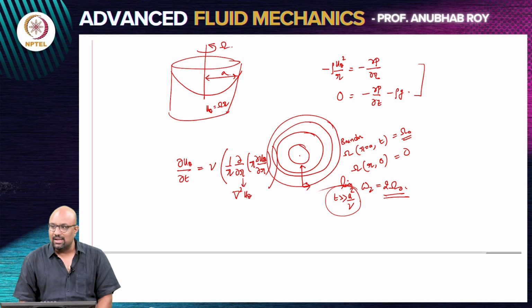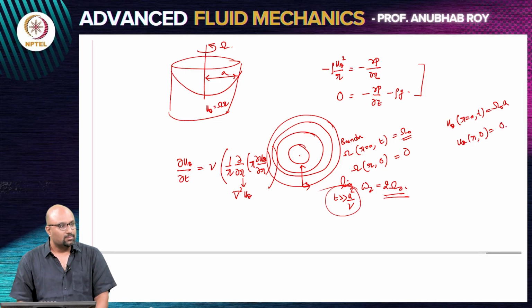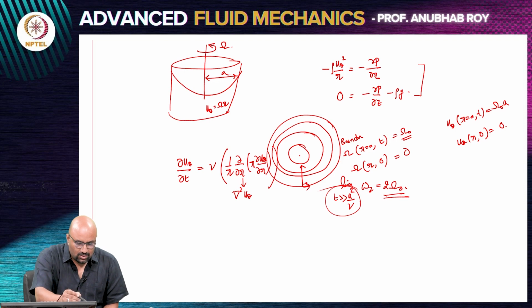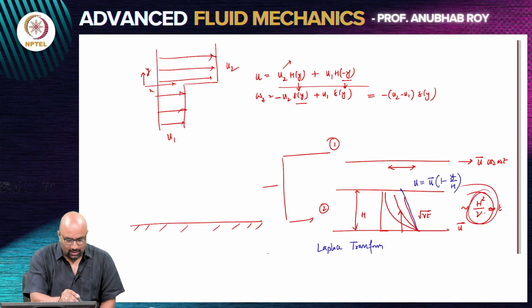So you can solve this cylindrical diffusion equation and you will find that there will be a u theta which is subject to the boundary condition that u theta at r equals a for all time is omega naught a, and u theta for all r at t equals 0 is equal to 0. So if you solve with this, you would obtain that it will eventually achieve steady state. You just have to wait long enough.